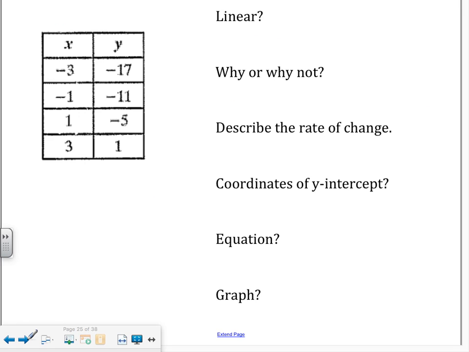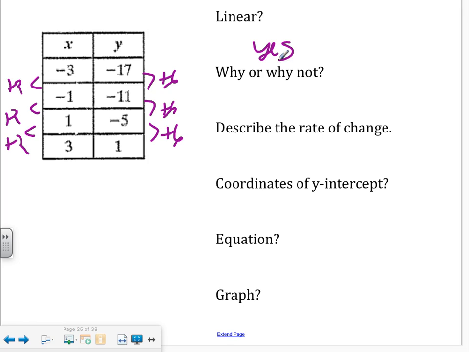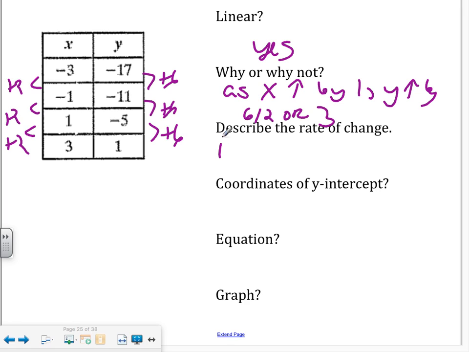All right, last one like this. x goes up by 2. y is going up by 6. So is this linear? Yes. Why? As x increases by 1, we're going to see that y increases by 6 over 2, or 3. So that's also describing our rate of change. So it's linear because as x increases by 1, the dependent variable increases by a constant amount.